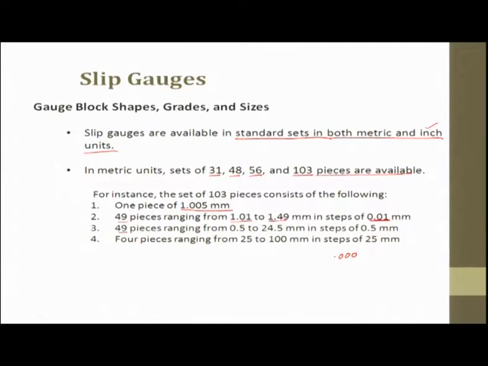When you go for 49 pieces ranging from 0.5 to 24.5, the step size is 0.5, and 4 pieces ranging from 25 to 100, in steps of 25 millimeter. So, you can see if you sum it all up, you will get 103.